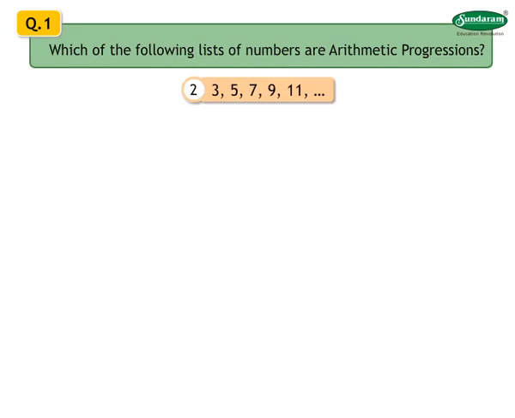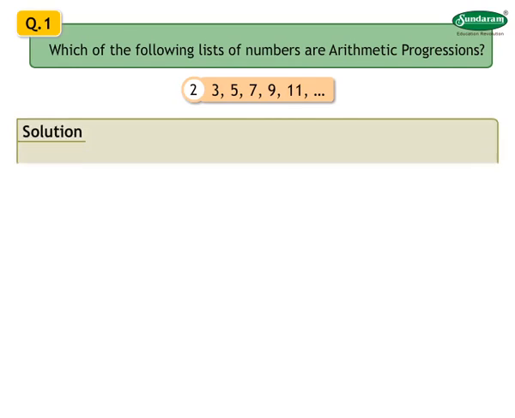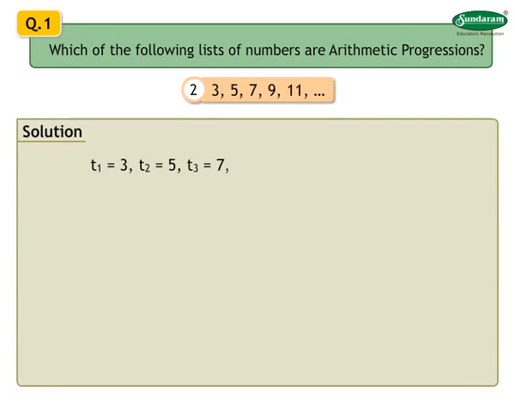Number 2. 3, 5, 7, 9, 11 and so on. Solution. T1 is equal to 3, T2 is equal to 5, T3 is equal to 7, T4 is equal to 9, T5 is equal to 11. T1 minus T2 is equal to 3 minus 5 is equal to minus 2. T2 minus T3 is equal to 5 minus 7 is equal to minus 2.